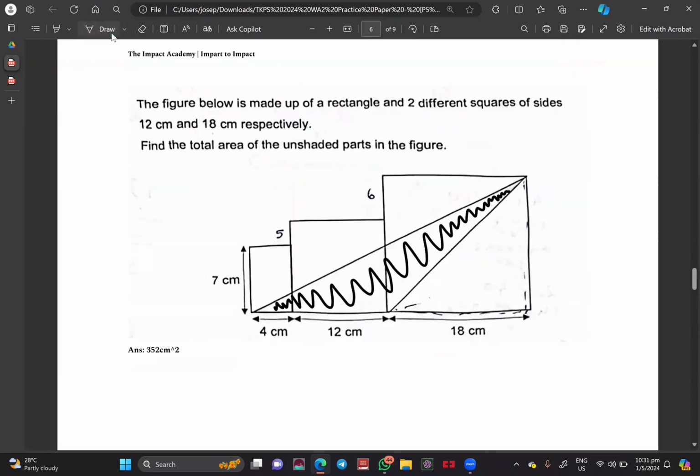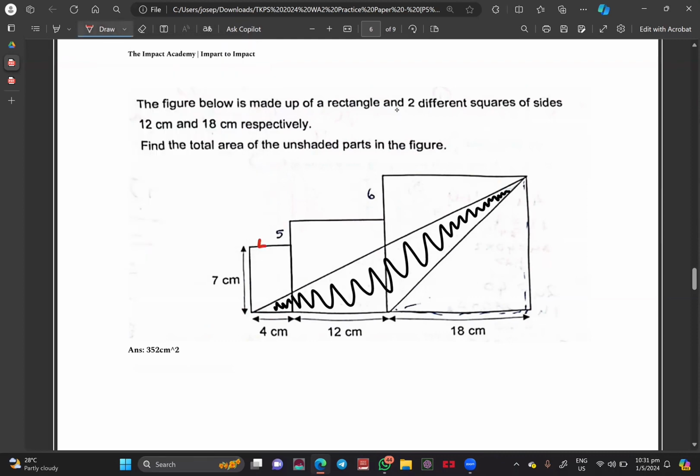Moving on to the next question, as you can see over here, this is again an area of triangle question. The figure below is made up of a rectangle and two different squares of side 12 cm and 18 cm respectively. Whenever you do a measurement question, make sure whatever measurements you have, you note them down first.